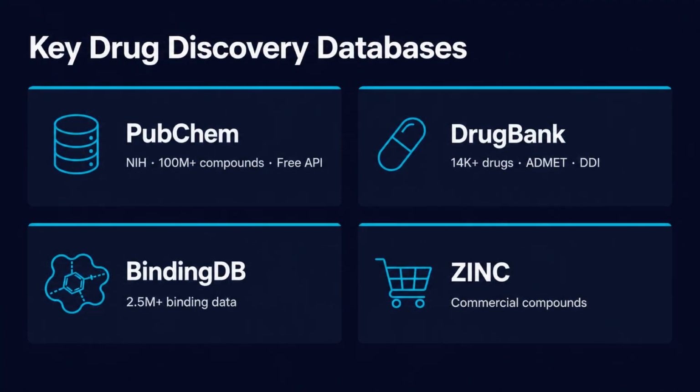Other key databases include PubChem from NIH with over 100 million compounds, providing free access via REST API with two-dimensional and three-dimensional structures and literature links. DrugBank contains thousands of approved drugs with detailed ADMET and drug interaction data. BindingDB has millions of protein ligand binding data points. Each database serves different purposes in the drug discovery workflow.